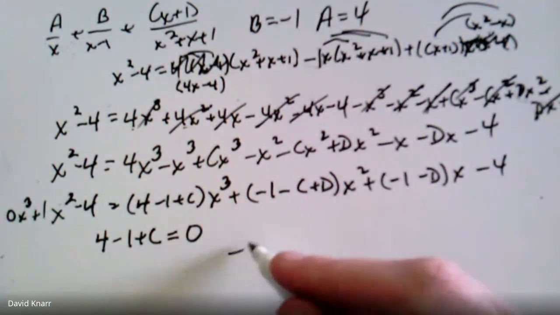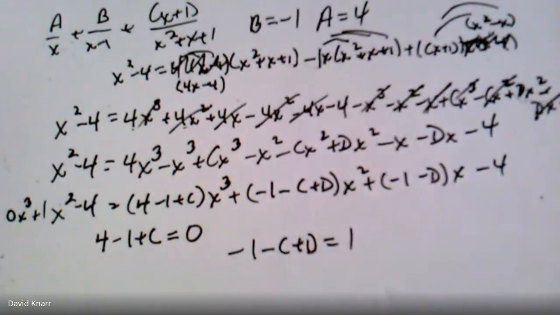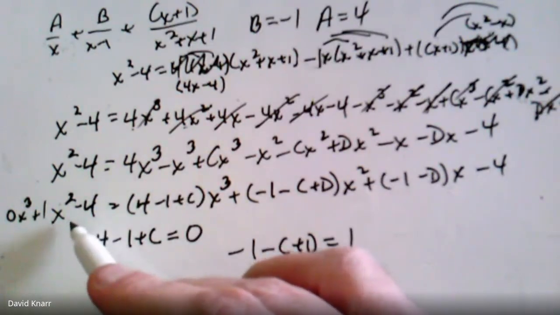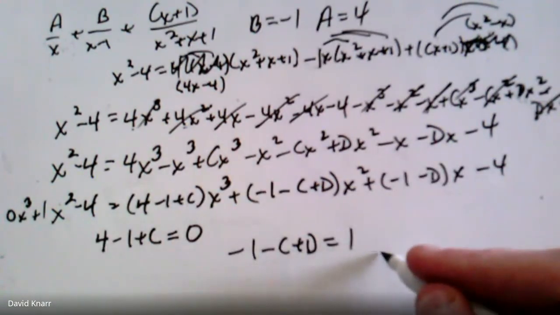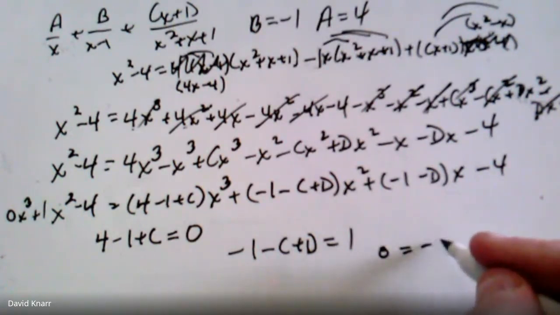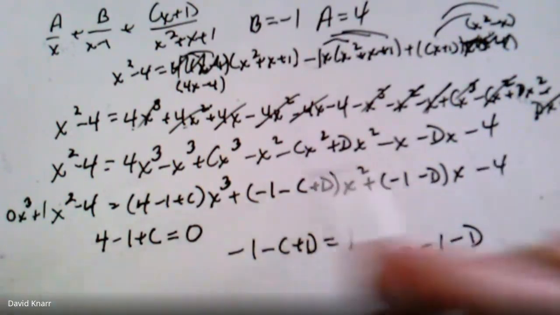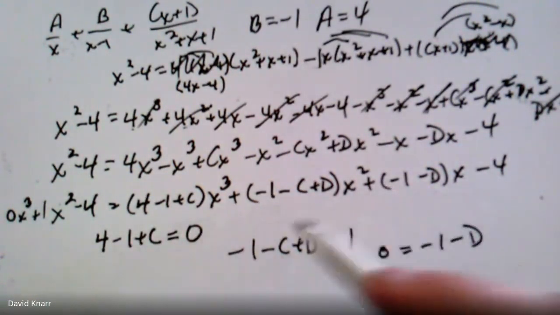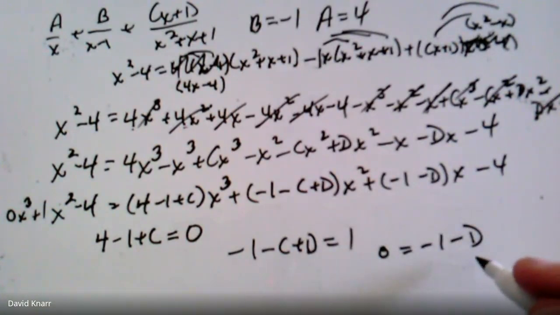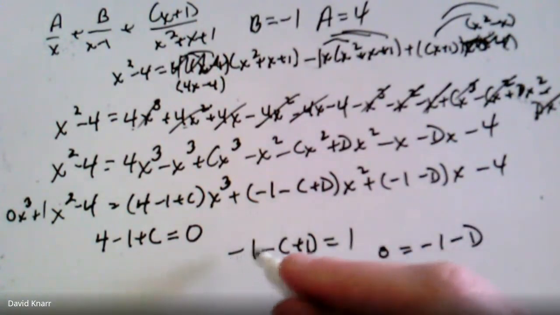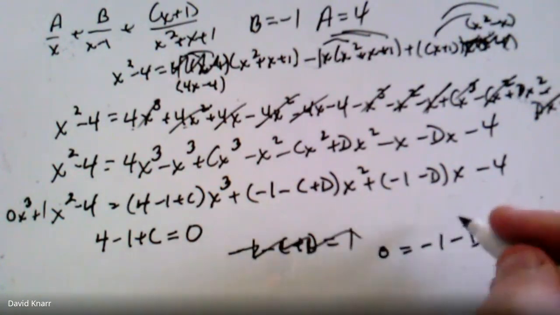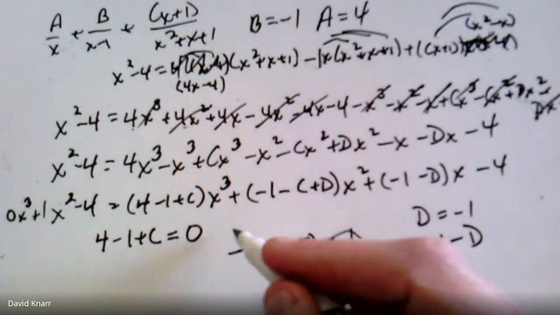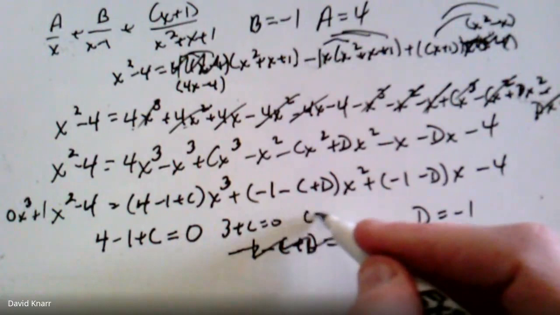Over here, there's a 1 in front of that x squared. So I have negative 1 minus c plus d equals 1. Over here, there are no x terms. So I have 0 equals negative 1 minus d. And then the negative 4's match. Now we can just finish this real quick. You don't even need the equation in the middle, because you get d equals negative 1 here, and then this is 3 plus c equals 0. So c equals negative 3.